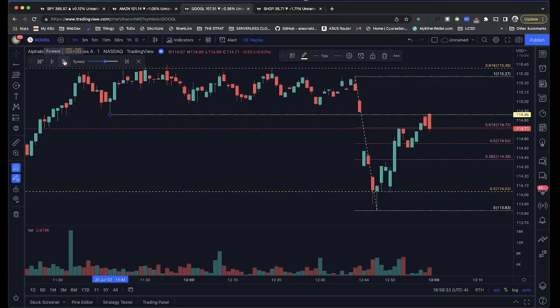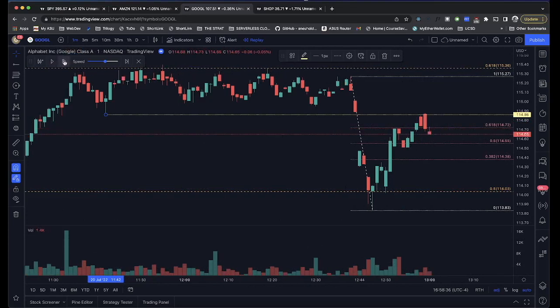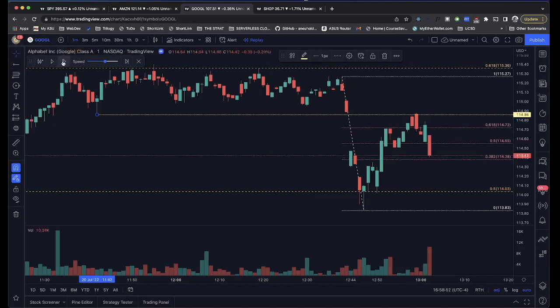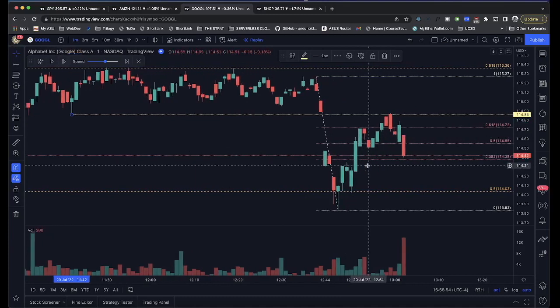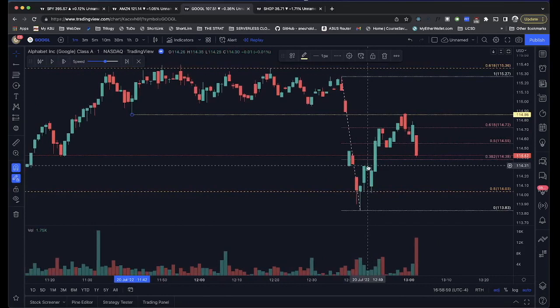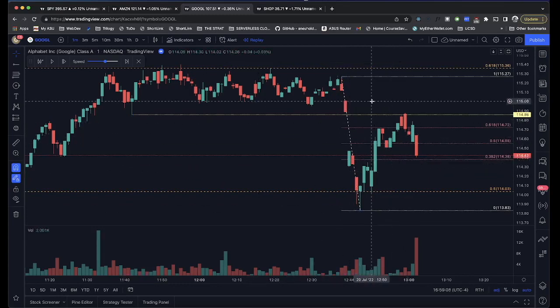So I entered 3 contracts here. Give me just a sec. So yeah, 3 contracts at the 114 put expiring July 22nd. And right here is when I scaled out of my first contract. So this is, in my opinion, a much better trade than the Amazon one, because I respected all my rules, including targets as well as entry criteria. And if it were to go against me, I would respect that stop loss as well.